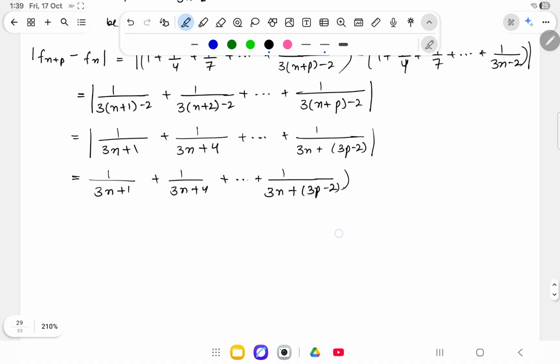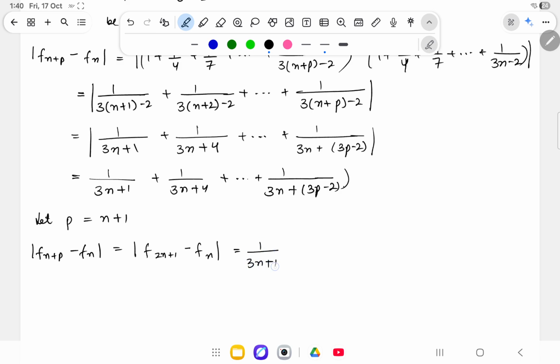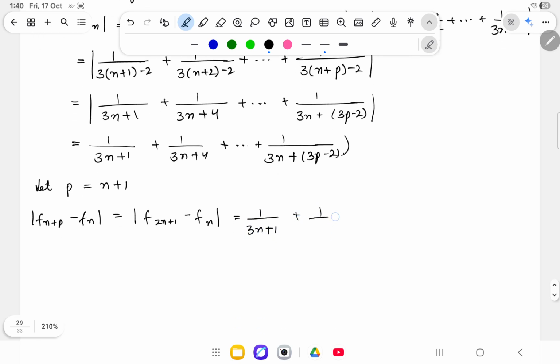Now if I take my p as n plus 1, this term, that is f n plus p minus f n, will reduce to modulus of f 2n plus 1 minus f n. That will be equal to 1 by 3n plus 1 plus 1 by 3n plus 4 up till 1 by 3 into 2n plus 1 minus 2.